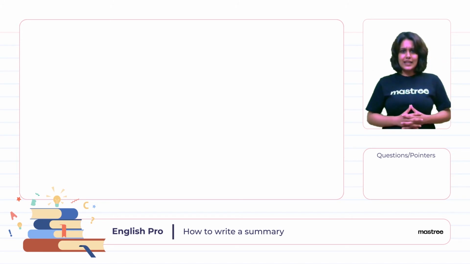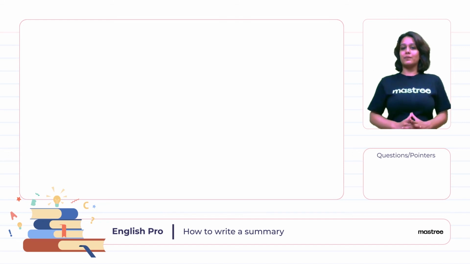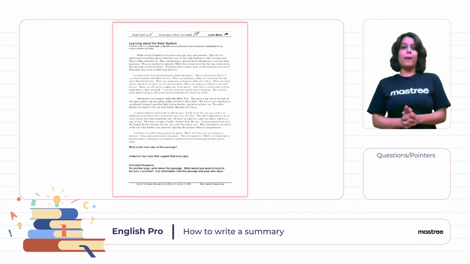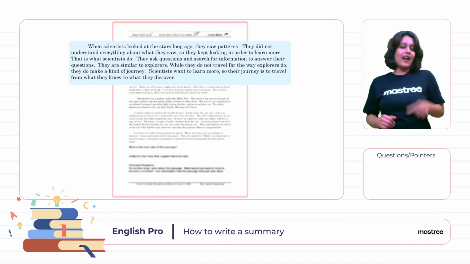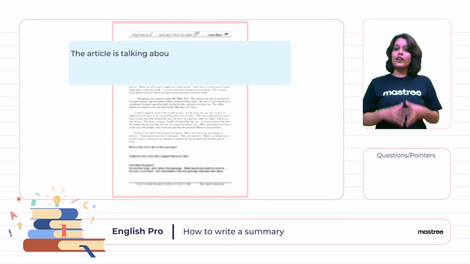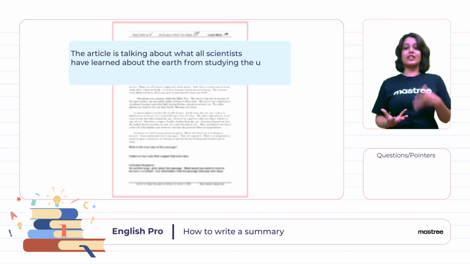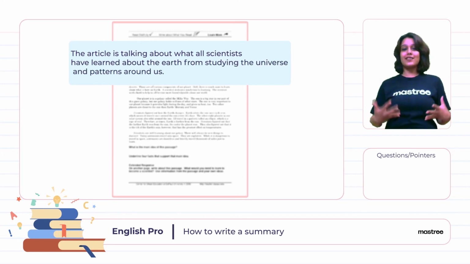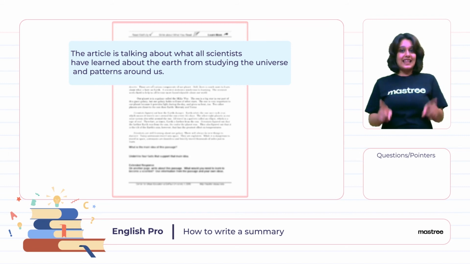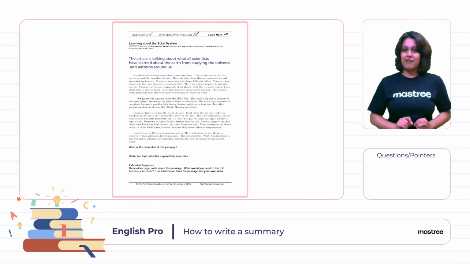Now that you've got a good idea, how about you write a summary? Let's try writing an outline for a summary together. Won't that be fun? Great, help me out here. So here we have a short article about the solar system. We love the solar system, the sun and the planets, right? It's so cool. Okay, so what does the article here say? The article is talking about what scientists have learned about the Earth from studying the universe and the patterns around us. Well, this is the main point of the article, and therefore this becomes our first paragraph.